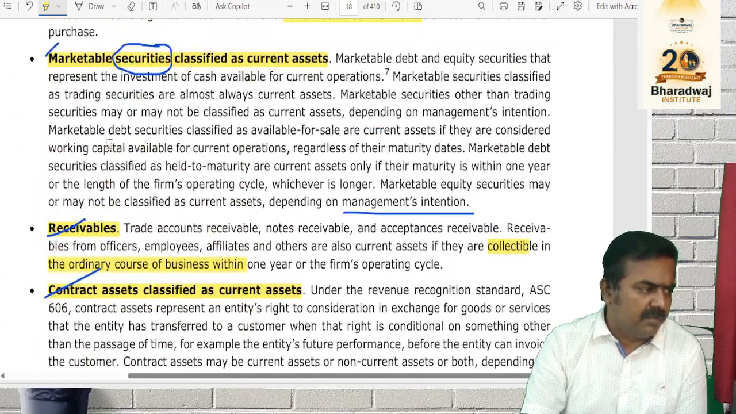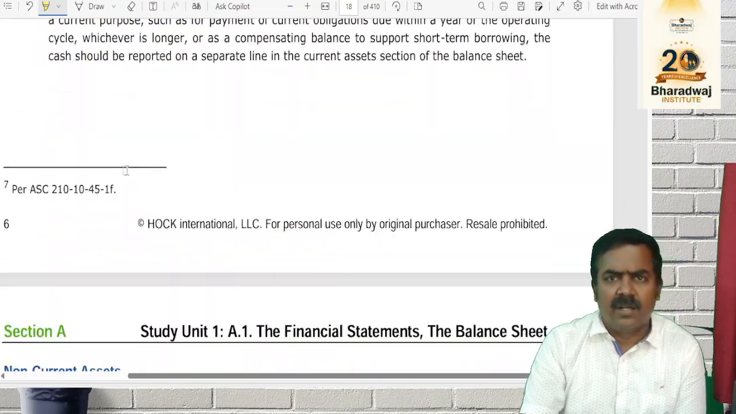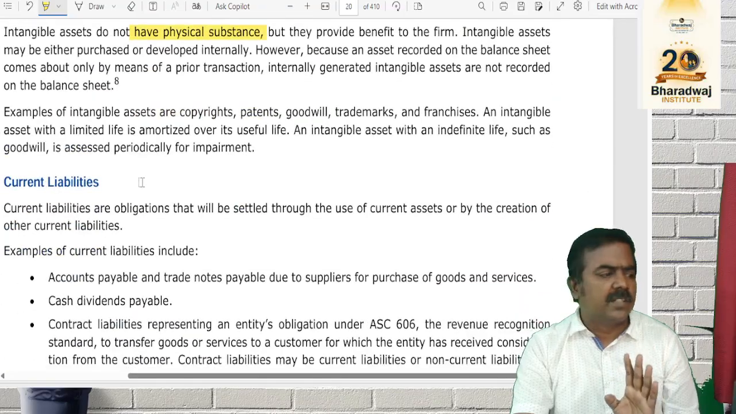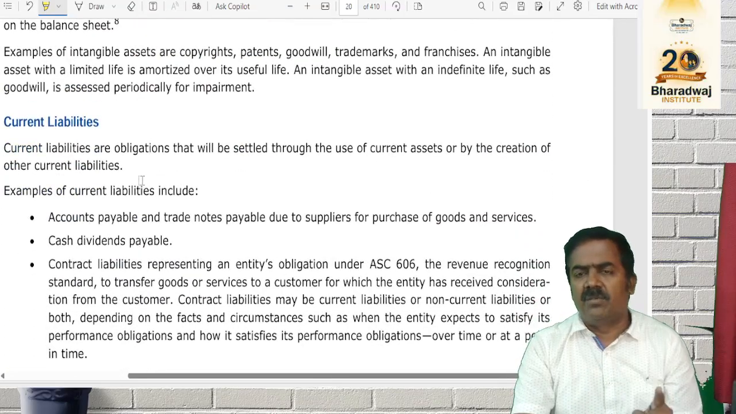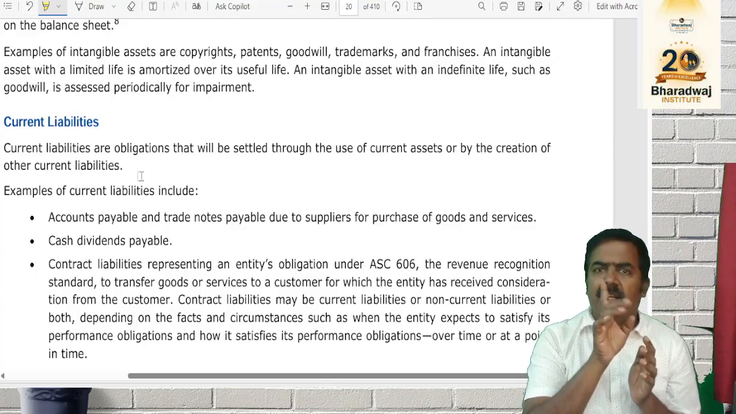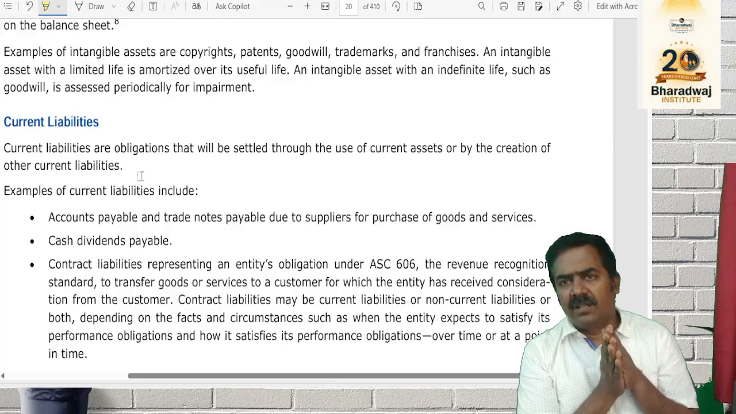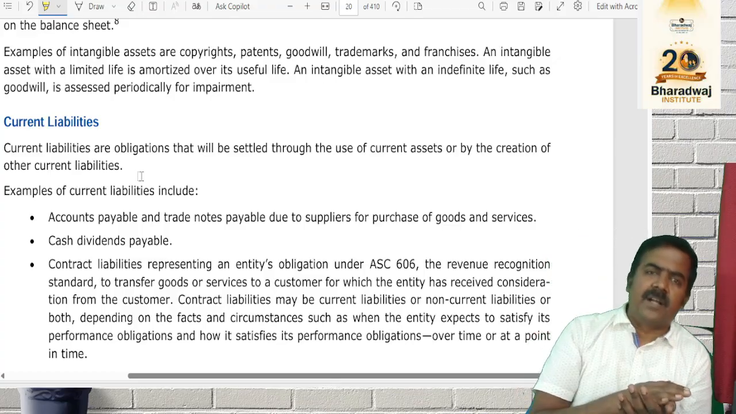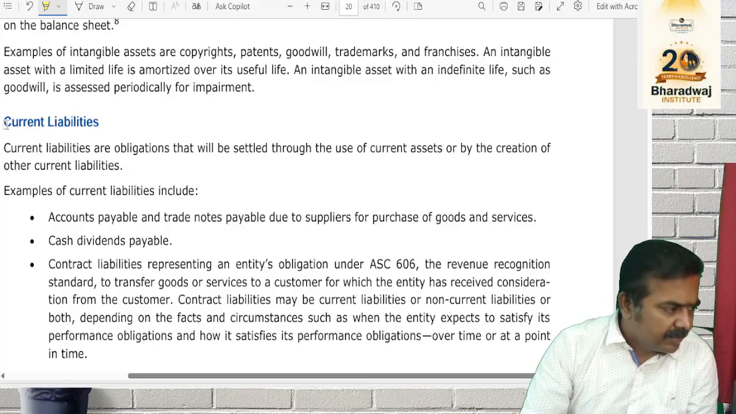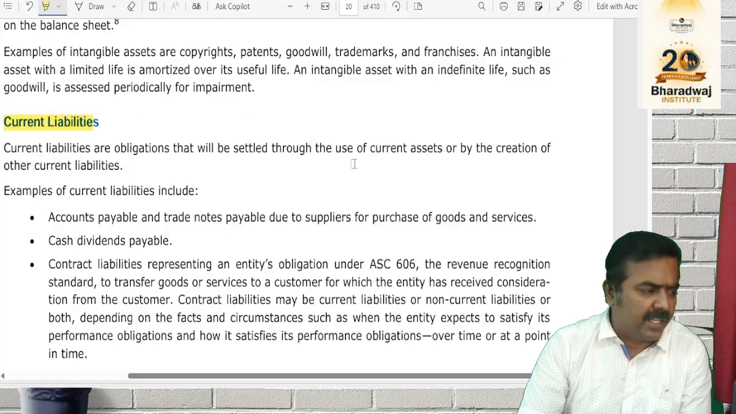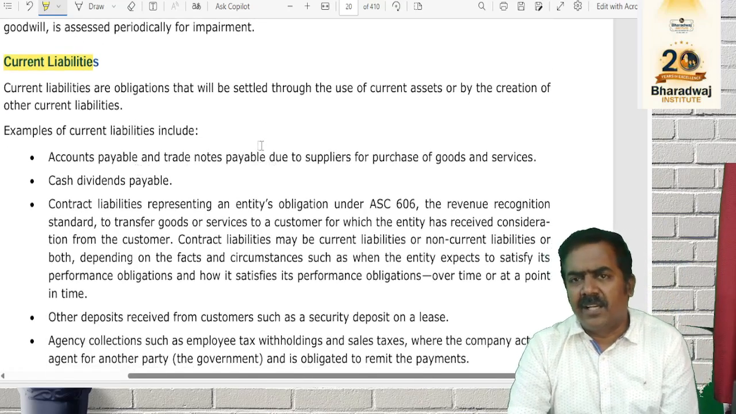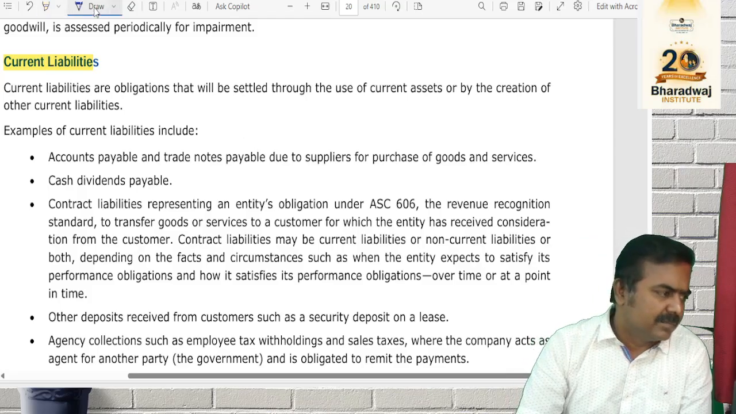So we had seen asset classification. Asset classification, we have got current assets and which one? Non-current asset. More than the name, the principle that you have to remember is anything that is realizable or convertible within one operating cycle, generally 1 year, that will be called as what? Current asset. Beyond that one operating cycle or 1 year, we call it as non-current. Same way, any obligation that is payable within the one operating cycle, we call it as current liability.